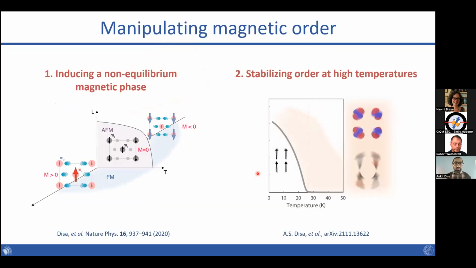And so I'll show you two experimental examples about how this can be done, focusing on magnetism. The first is how we can induce a non-equilibrium magnetic order, specifically turning an antiferromagnet into a ferromagnet. And in the second, I'll show you how we can actually even extend this behavior to high temperatures to stabilize magnetism above the equilibrium TC.